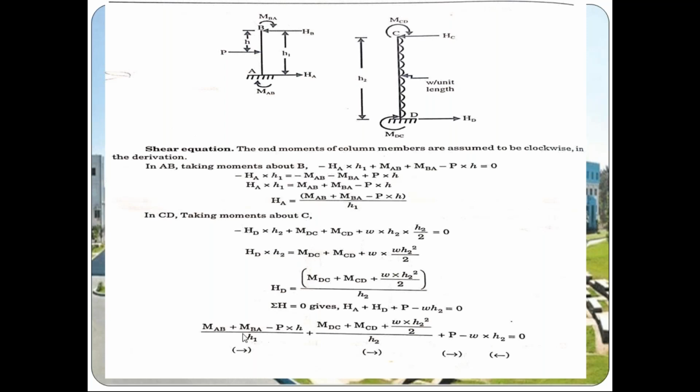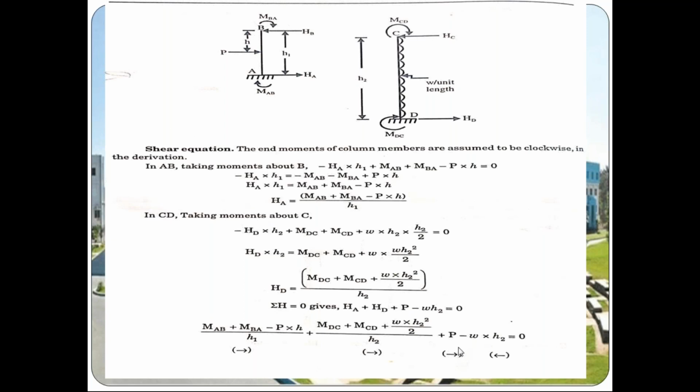So HA is (MAB plus MBA minus PH) the whole thing divided by H1. Similarly, plus HD. HD is (MDC plus MCD plus WH2 square divided by 2) the whole thing divided by H2. These two terms are in the positive direction, that is, the right side direction. So HA plus HD plus P minus WH2 is equal to 0.